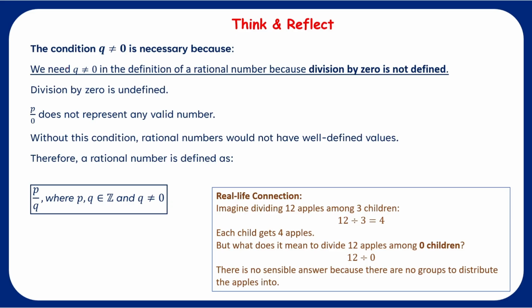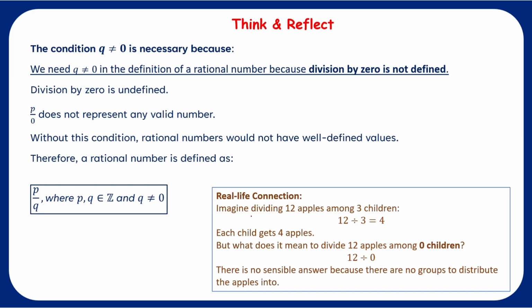Think and reflect. The condition q not equal to 0 is necessary in the definition of rational numbers, because dividing by 0 is not defined, which means it is undefined. So division by 0 is undefined. p over q does not represent any valid number. Without this condition, rational numbers would not have well-defined values. Therefore, a rational number is defined as p over q, where p and q belong to the integers and q is not equal to 0.